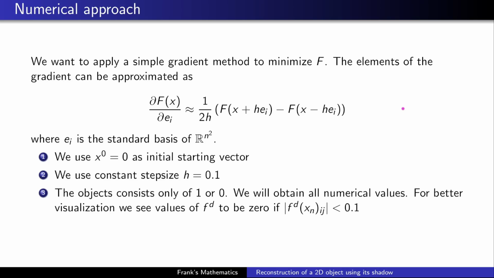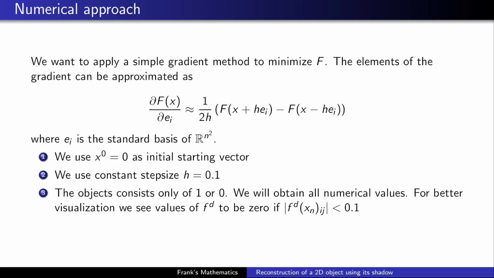What do we have to do to apply the gradient descent? Of course, we have to calculate the gradient. The gradient, however, is not analytically available, so we have to approximate it. The elements of the gradient can be approximated by the central difference. You can see it here. e_i is the standard basis of the space R^(n²). If we had to deal with the space R^(n×n), we would have two indices here, and this formulation using the mapping M makes things easier.